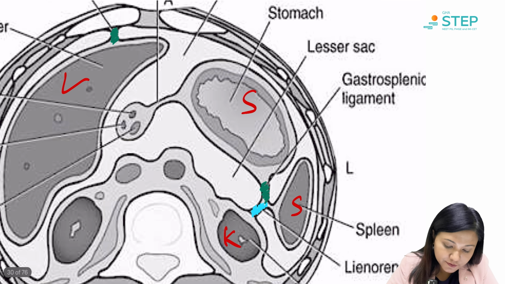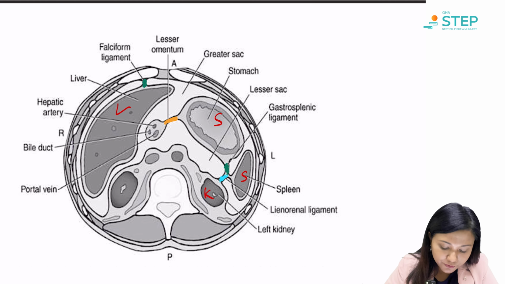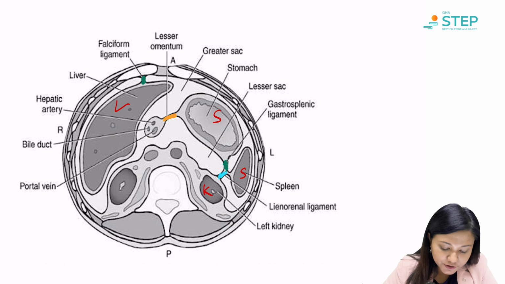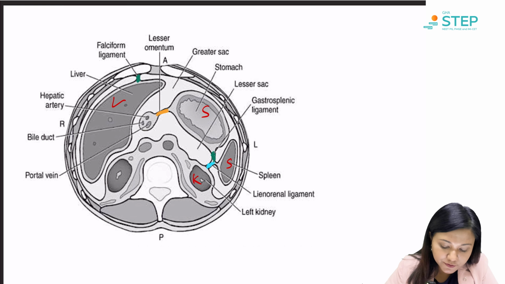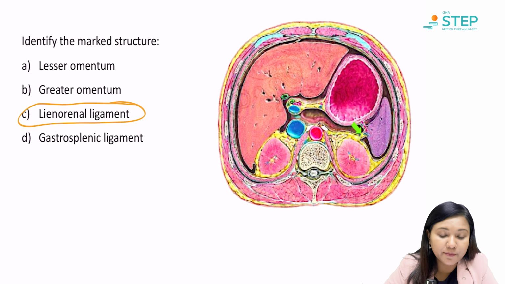And what is this structure? From the stomach to the porta hepatis, this is the lesser omentum. So you should know a little bit about the transverse section as well, because any question can come on this. So the answer is your lienorenal ligament.